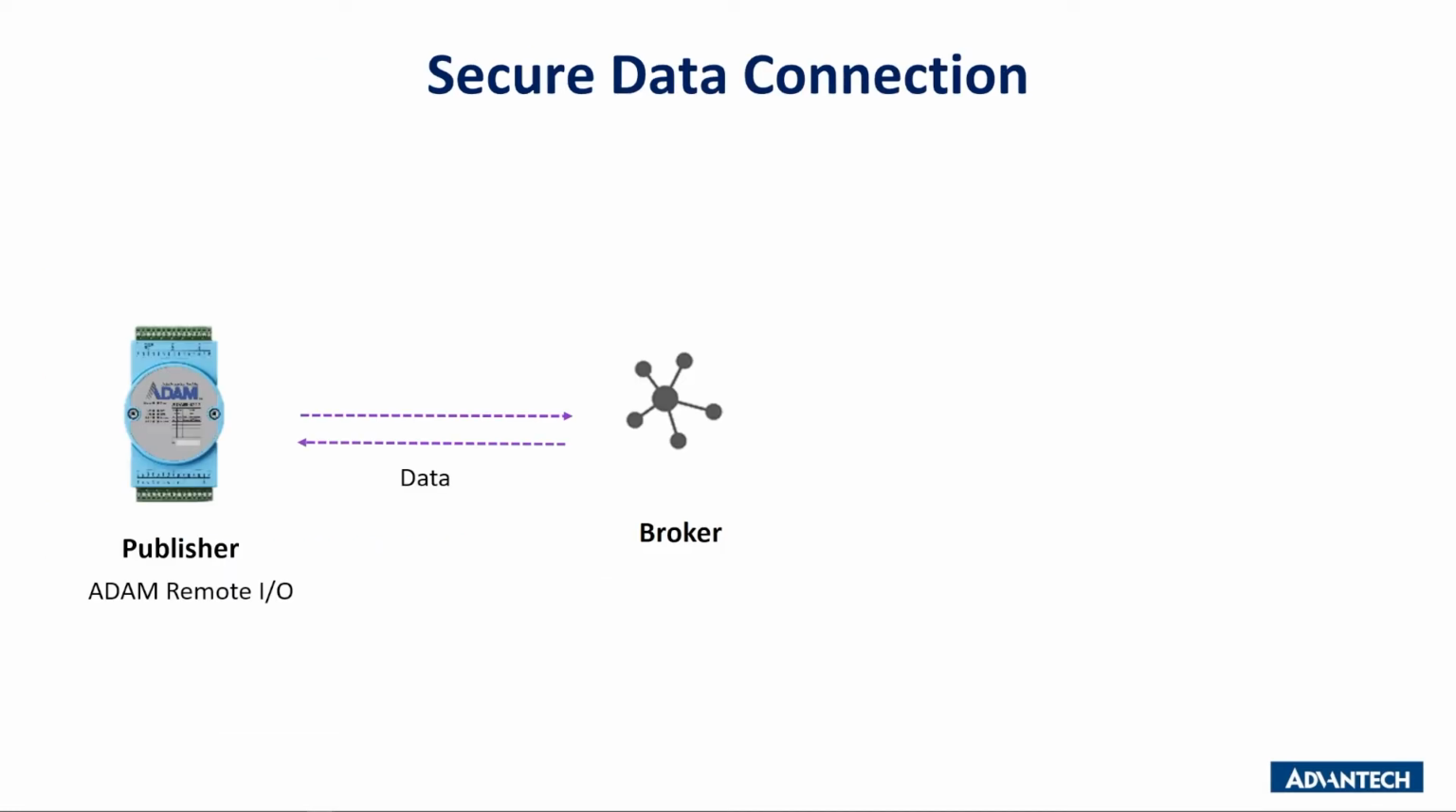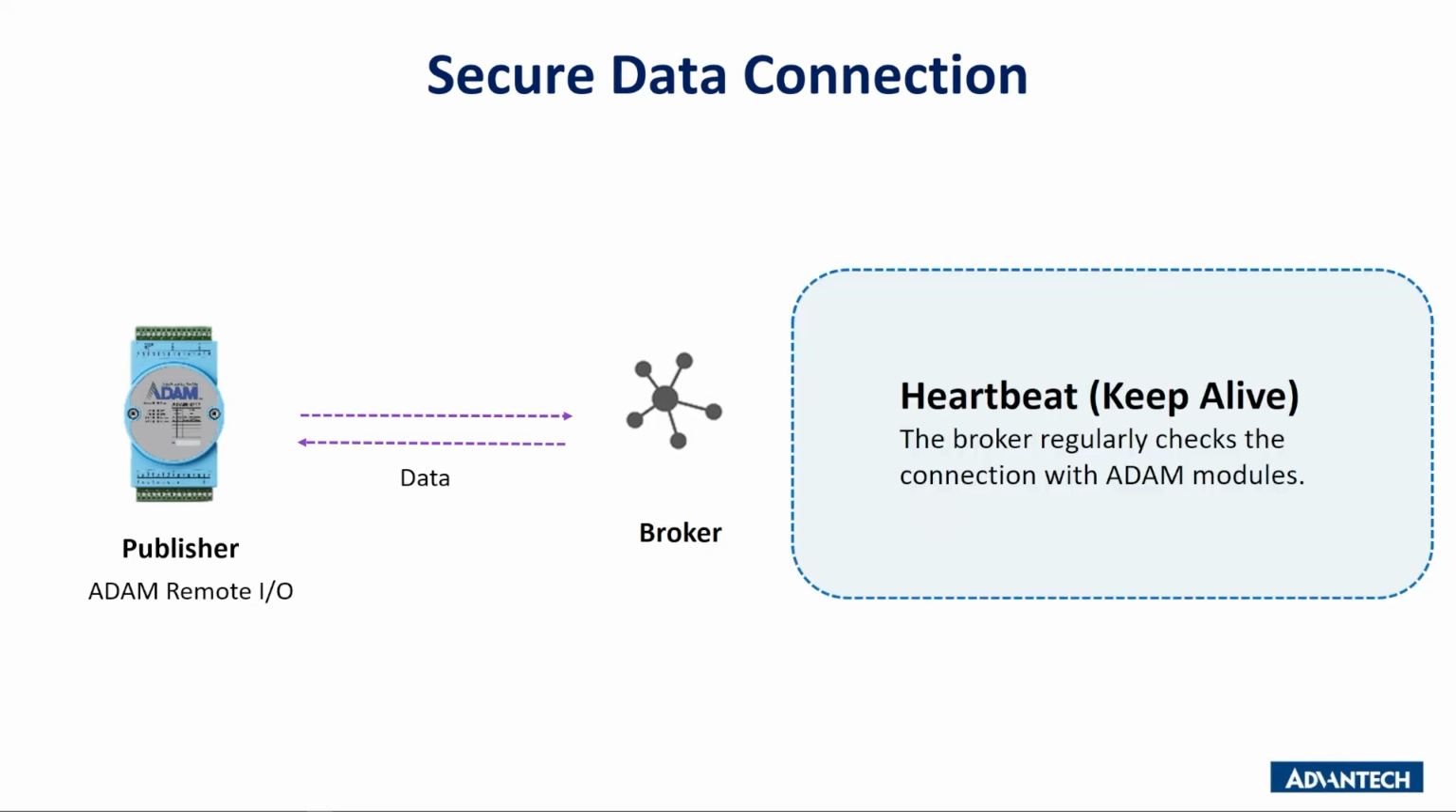Let's take a look at the heartbeat for securing the data connection. Users can enable the heartbeat of the keep alive function, with which the broker regularly checks the connection with the ADAM modules to monitor the connection status between them. This helps make sure that no data is missing and no connection has failed.